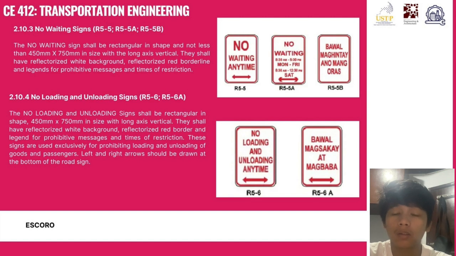The no loading and unloading signs shall be rectangular in shape, 450 by 750 mm in size with long axis vertical. They also have reflectorized white background, reflectorized red border, and legend for prohibitive messages and times for restriction. These signs are used exclusively for prohibiting loading and unloading of goods and passengers. Left and right arrows should be drawn at the bottom of the road sign.